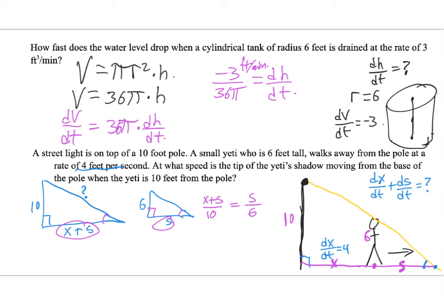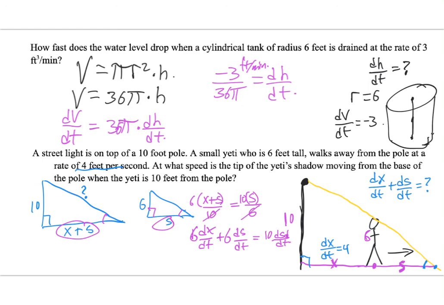let's take some derivatives. Let's see if we have all the stuff that we need. The derivative of (x plus s) over 10. Actually, you know what? Let's multiply both sides by denominators just to kind of deal with this a little bit easier. So the derivative would be 6 dx/dt plus 6 ds/dt is equal to 10 ds/dt.